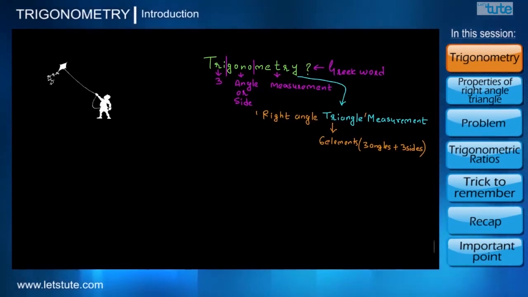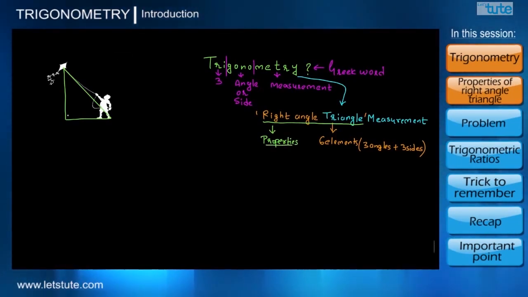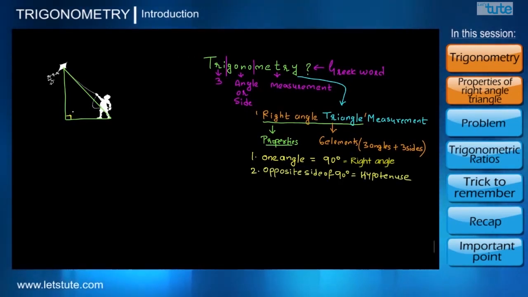So if you look at this flying kite, it forms a right angle triangle. So let's see some properties of this right angle triangle. The very first property is, in a right angle triangle, one of the 3 angles will always be 90 degrees. The second property is, the side opposite the 90 degrees angle is always known as the hypotenuse. In this case, the string of the kite.